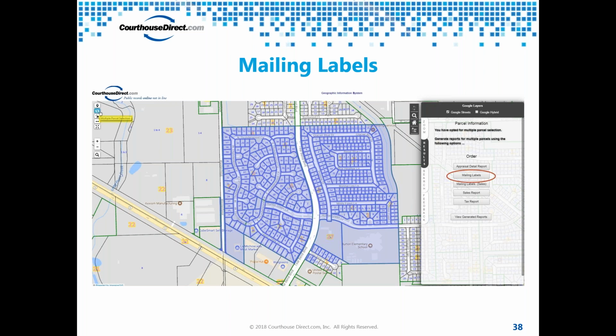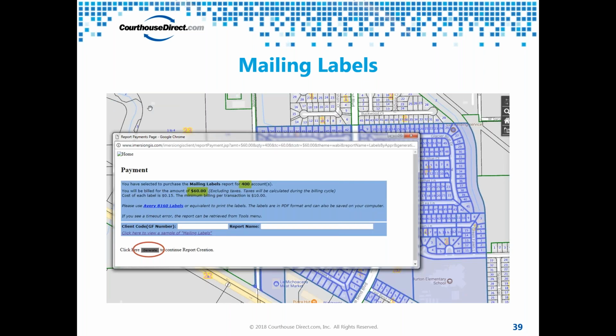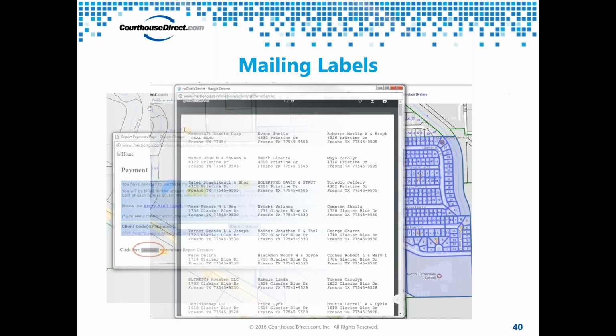Again, wherever you see those counties that are highlighted in the light blue, essentially what we've done is create the ability to generate mailing labels. So if you look at the top left-hand corner, it says multiple parcels selected, and that's what I've done, just selected an area here by drawing a box, and then I clicked on the mailing labels, and then it says, okay, you selected 400 accounts, and if you want to print out these mailing labels, it's going to cost $60, and then you can just click the generate button and you're generating the mailing labels.